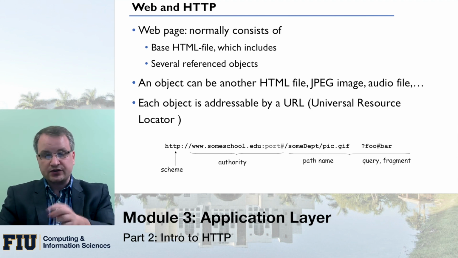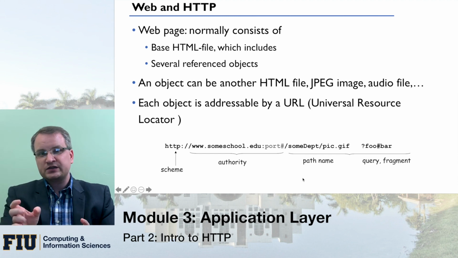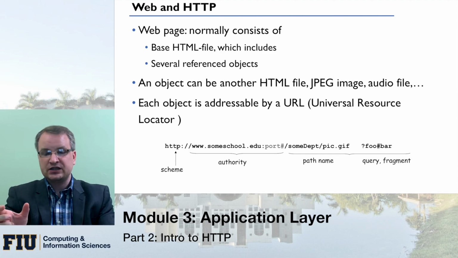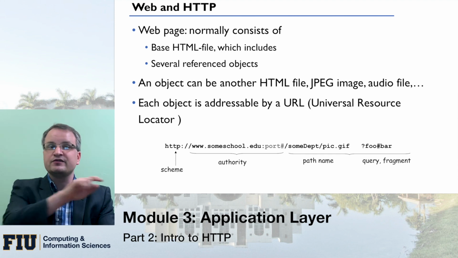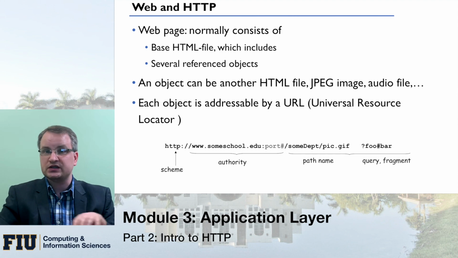The third part is the path name. This effectively indicates the resource name on that server, identified by the authority, that is retrieved by the protocol defined by the scheme.